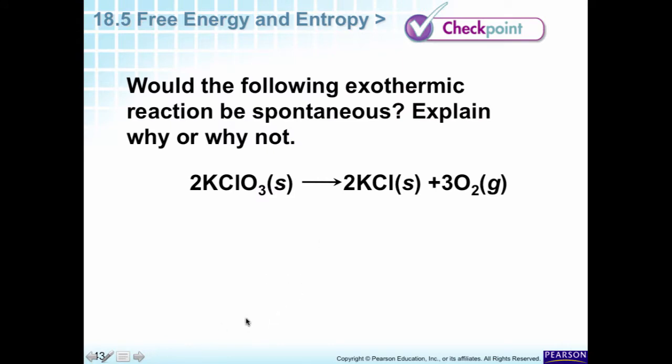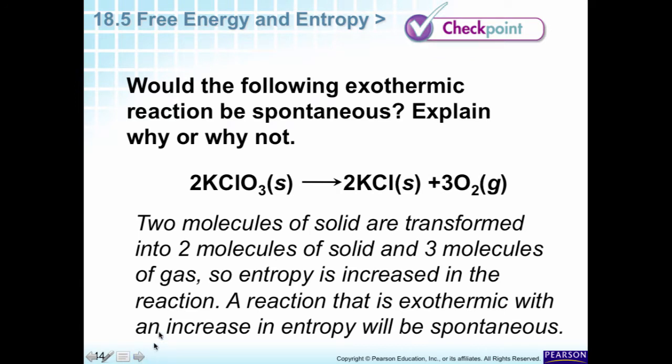Okay? So let's look at this reaction. This is going to be on educannon. So we have potassium chlorate going to potassium chloride and oxygen. Is this going to be favored based on what we've discussed? Okay. So I hope you answered that 2 molecules of KClO3 solid are making 2 molecules of KCl solid, but also 3 molecules of oxygen gas, which is more entropy. Okay, and we said it was exothermic, so both things are favored, so it will be spontaneous.